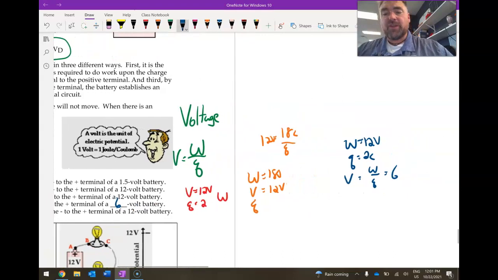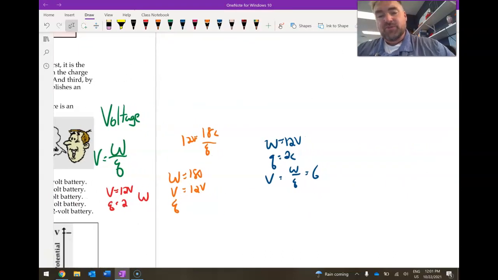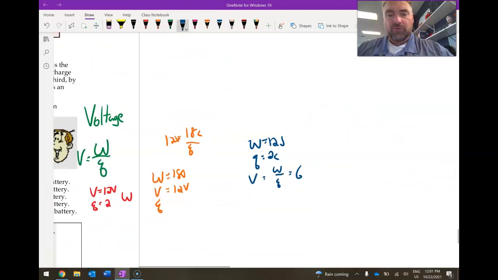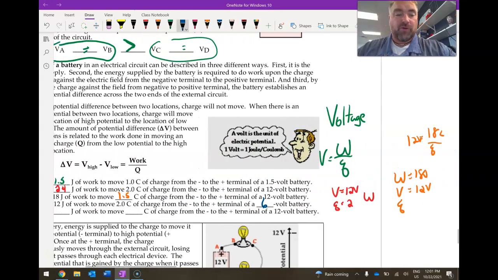Remember, if you go units-wise, this was not 12 volts, that should be 12 joules, I apologize for that. So I've got 12 joules over 2 coulombs. I can put that as joules per coulomb, and that'd be perfectly fine. That's also known as a volt, however.